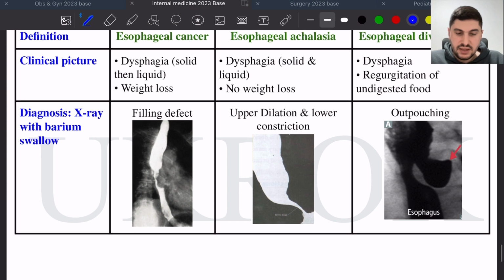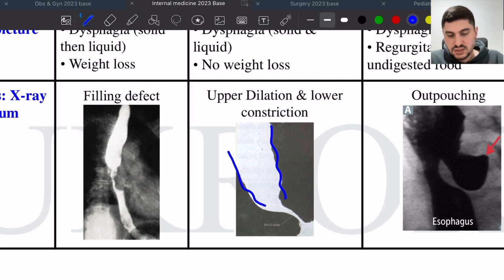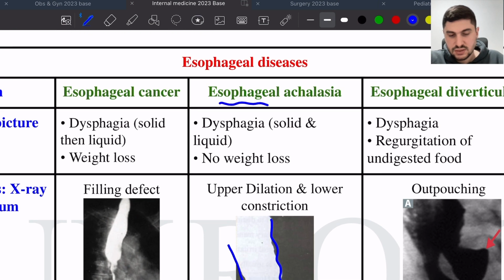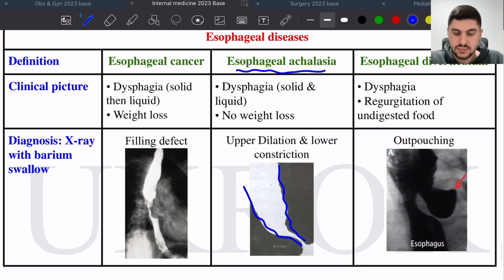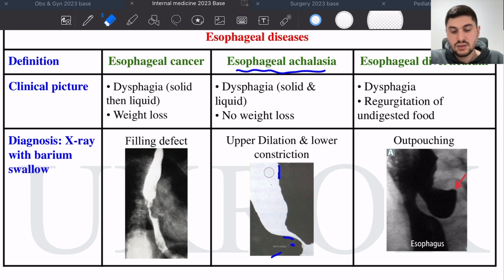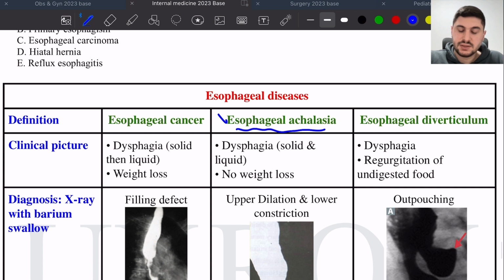When we have dilation of the esophagus with its constriction at the distal part, all right, this means we have what's called esophageal achalasia, right? It's a condition in which the lower sphincter of the esophagus is constricting. This sphincter here is constricting. As a result of this, the esophagus will dilate and its last part will be constricted. It makes this appearance on X-ray. Because of this, it's called esophageal achalasia.